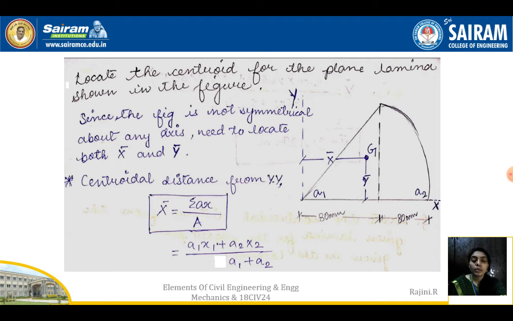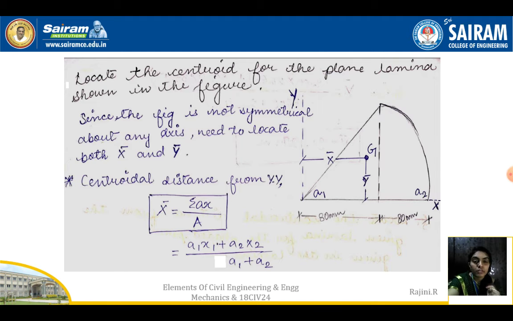Here you can see the figure. Please understand the question. They are just asking to locate the centroid. Locating the centroid means we have to find two distances, that is x bar and y bar. If you fold the figure and see that it is symmetrical about any axis, there is no need to find that distance, since it lies exactly in the middle. If it is not symmetrical, then only we find the distance, right?